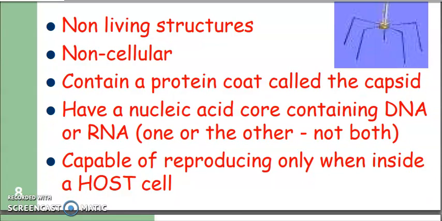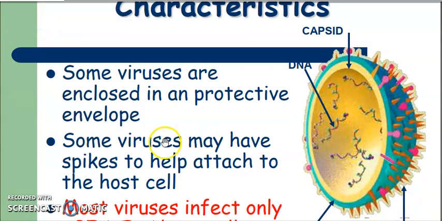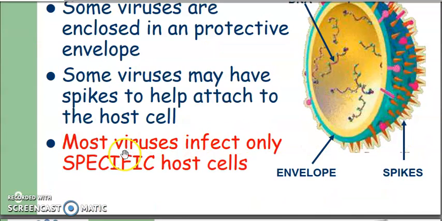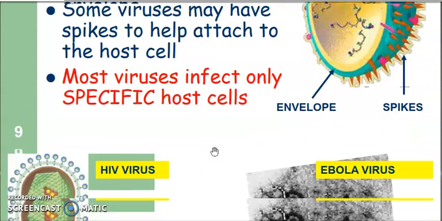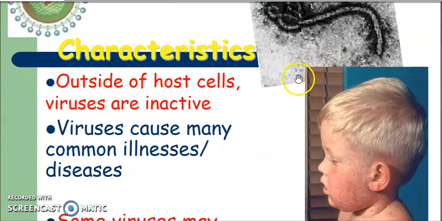Now, the next characteristic about them is that some viruses are enclosed in a protective envelope, while some viruses may have spikes to help attach to the host cell. Most viruses infect only a specific host cell. I mean, they target a specific host cell. For example, like the HIV virus, Ebola virus, and now currently the COVID-19 virus.